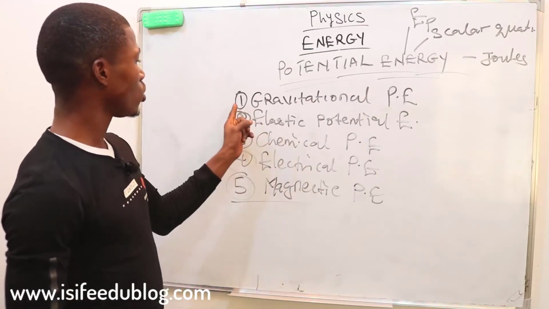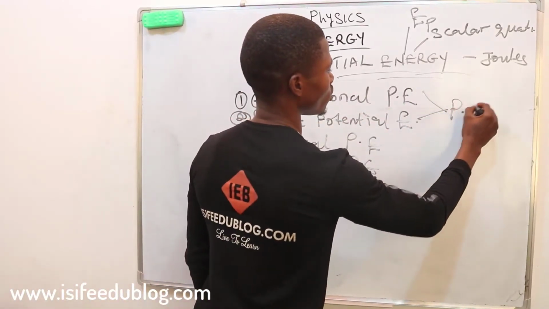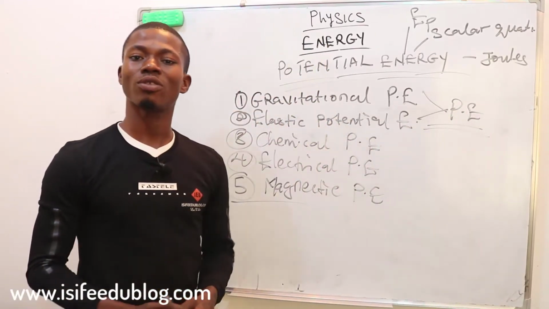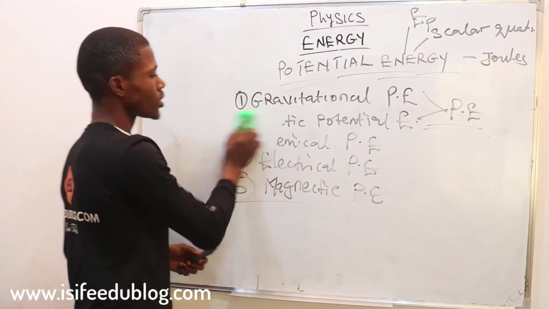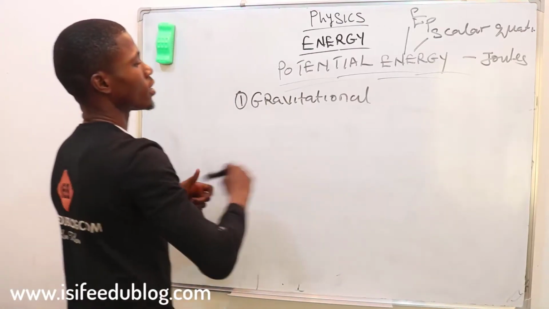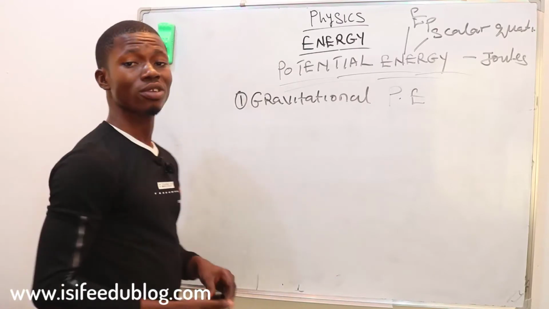But we are going to take into perspective just these two forms of potential energy. We are going to discuss just gravitational and elastic potential energy. So number one is gravitational potential energy. What is gravitational potential energy?